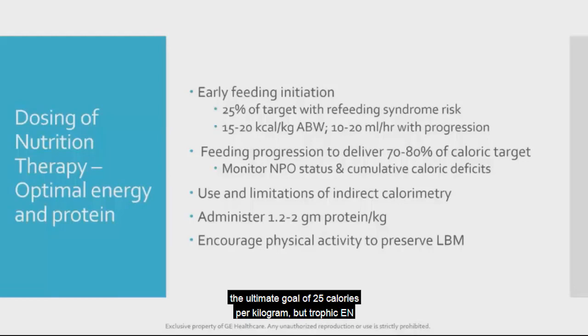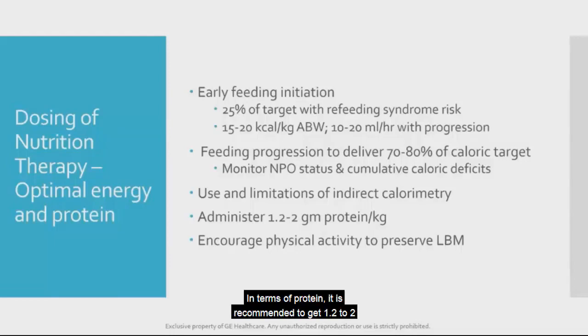But trophic EN until patients show tolerance at 10 to 20 mLs per hour, along the lines of hypocaloric nutrition therapy, may be safe to take advantage of using the GI tract, mitigating gut-derived inflammation without overburdening the GI system.